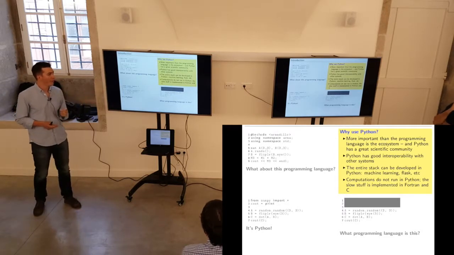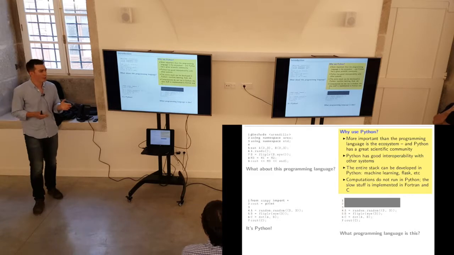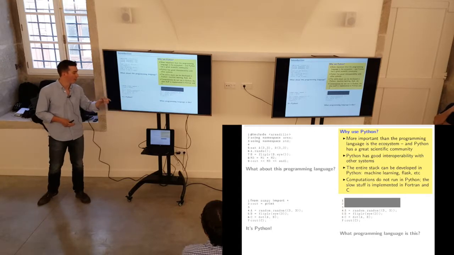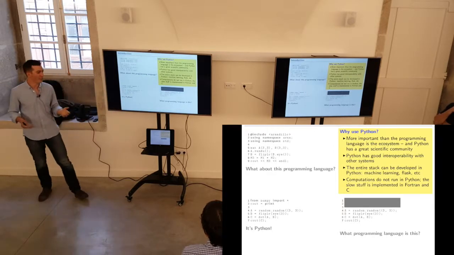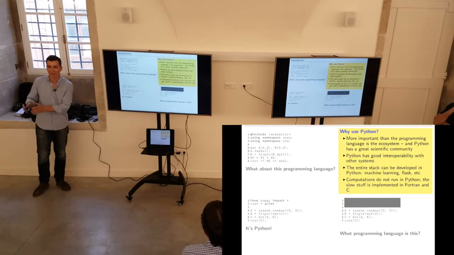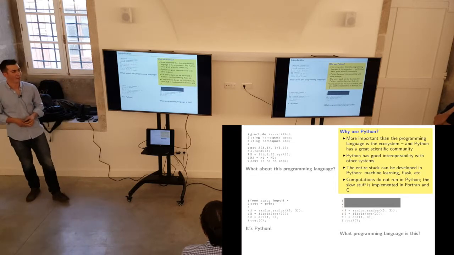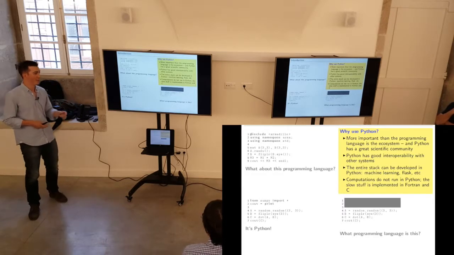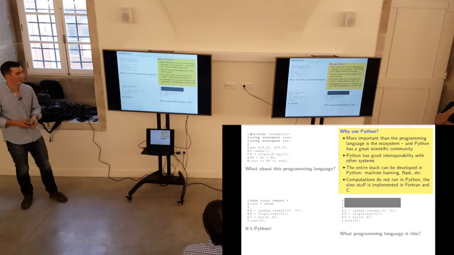Furthermore, the computations themselves are not computed in Python. When you use a package like NumPy, everything is implemented either in C or Fortran, so it's going to be as fast as another language.